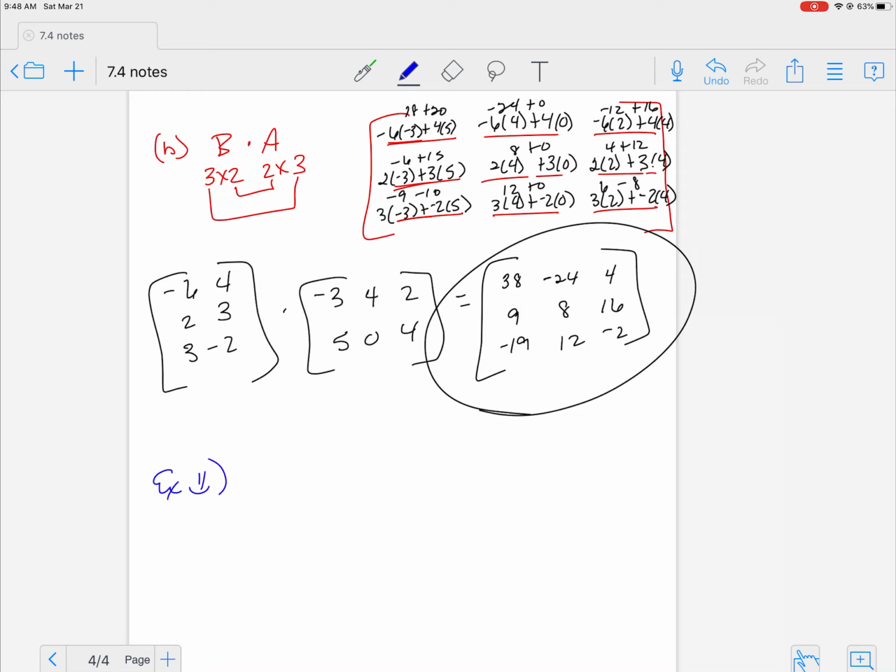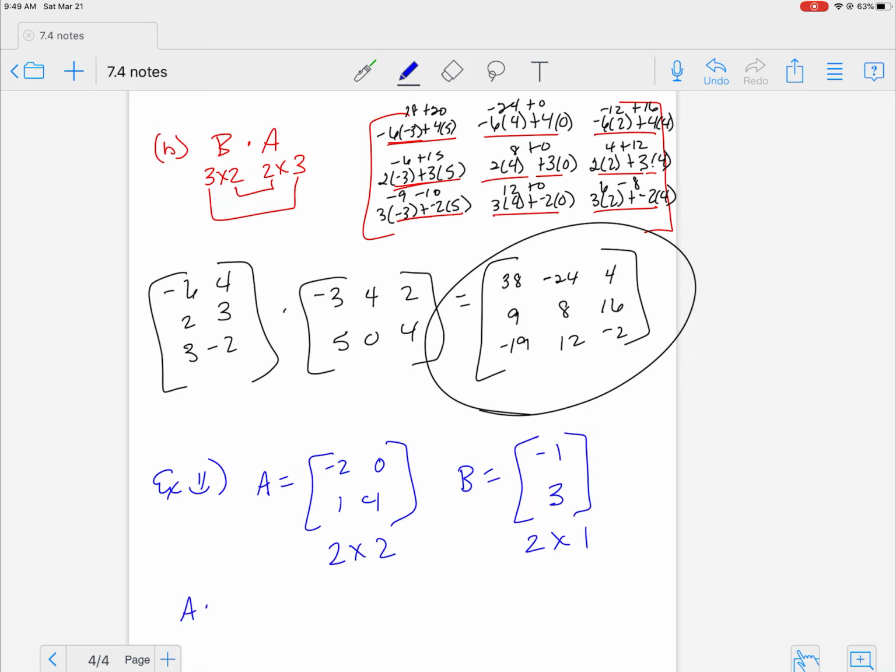Here I have example smiley face because I'm just going to make this up and not mess with that book. We have A is equal to negative 2, 0, 1, 4. Why not? And B here is going to be negative 1, 3. All right. So this is a 2 by 2. This is a 2 by 1.